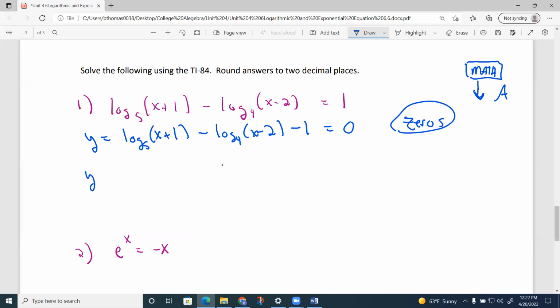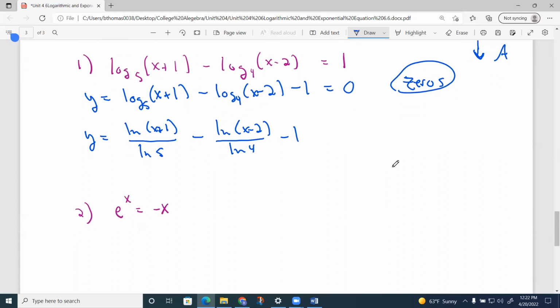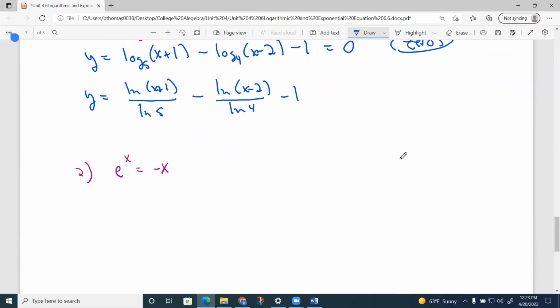You also could use the change of base formula, which would be a little more complicated. So this would be the natural log of x plus 1 over the natural log of 5, minus the natural log of x minus 2 over the natural log of 4, minus 1. If you graph that, you should be able to find the zeros and get it that way.